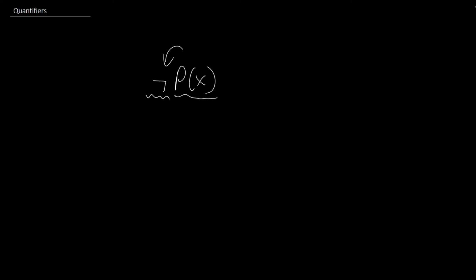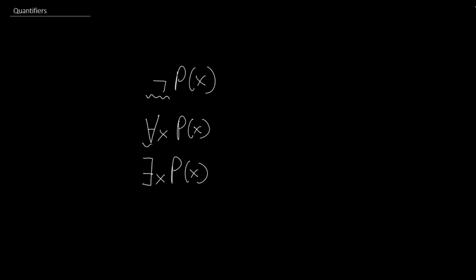that you're dealing with. So the first one is something that looks like this, and the second one looks like this. Okay, so what does this mean when we attach a symbol like this in front of px? This means that for all mathematical objects or all values of x, the statement px is true.